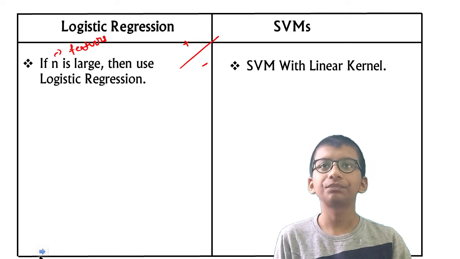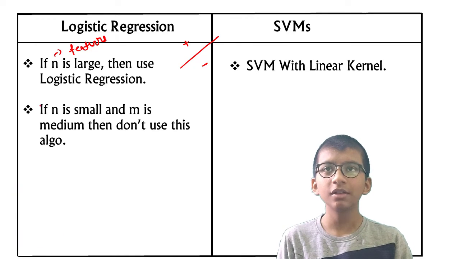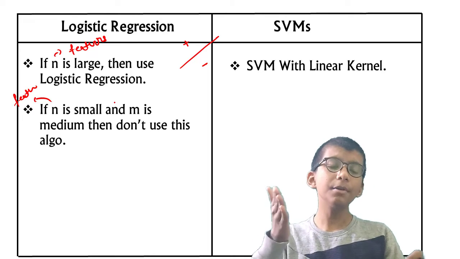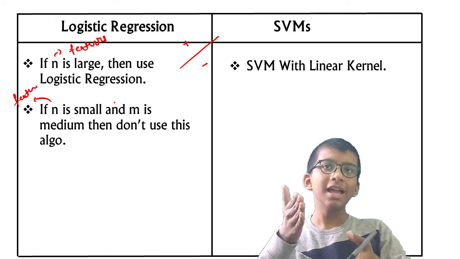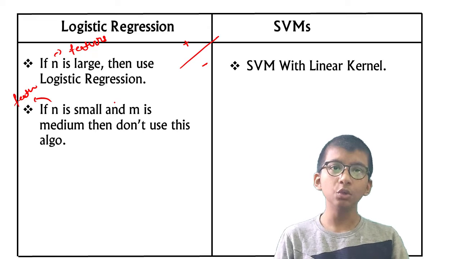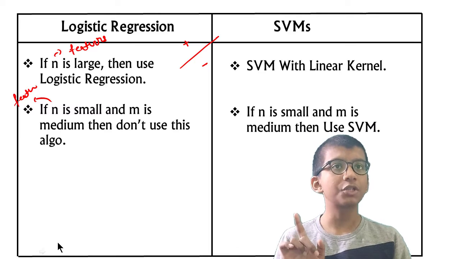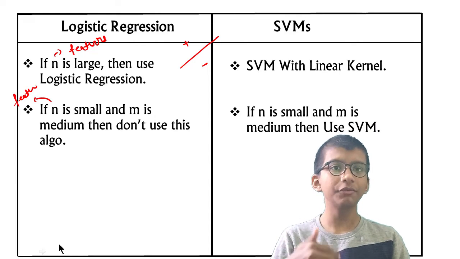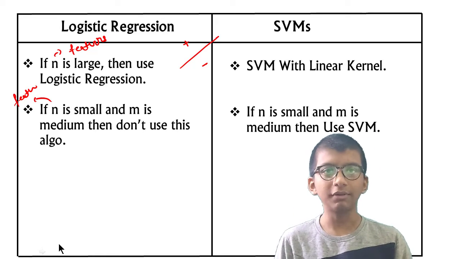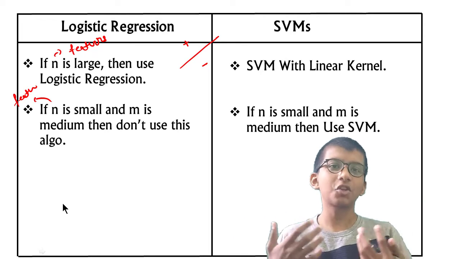And then we have, if n is small. Here n again is the features, or columns, and m is medium. If the number of features is very small and the number of training examples is medium, my advice is don't use logistic regression. You can use a support vector machine. If the number of features is small and the number of training examples is medium, go with a support vector machine. Now it's up to your choice. You can experiment with this and understand the topic again.